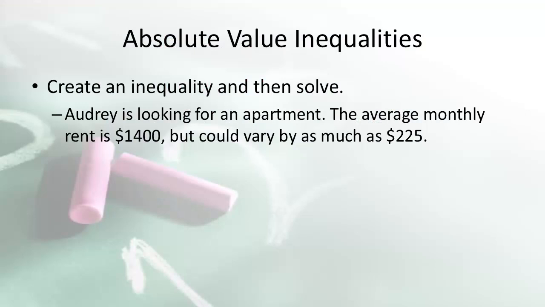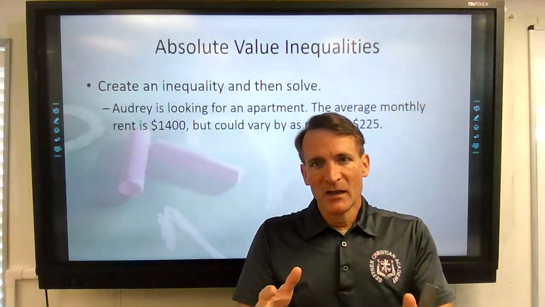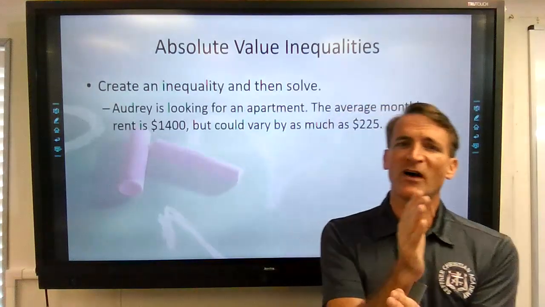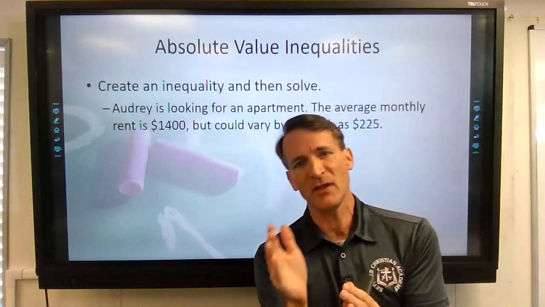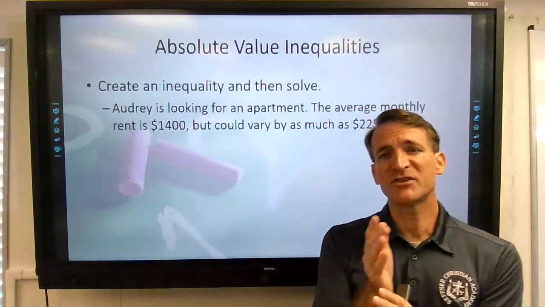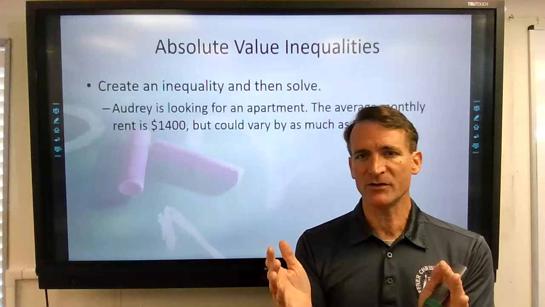Now let's see about creating an inequality based on information given to us. Let's say Audrey is looking for an apartment. The average monthly rent is $1,400, but it could vary by as much as $225. So before we get started, let's think through. The average is $1,400, but it could be $225 more than that or $225 less than that. That is what this is saying. So it could be as much as $1,625 or as little as $1,175.